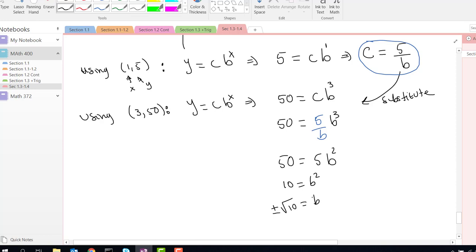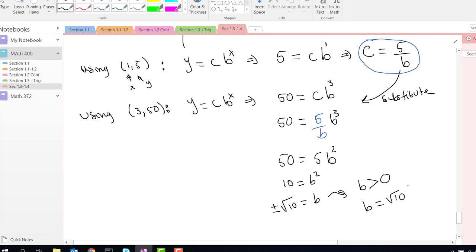Anytime you take the square root of something, you get plus or minus, but this is an exponential, so b has to be greater than 0. So we're going to say b is equal to the square root of 10. And now that I have b, I can find c.